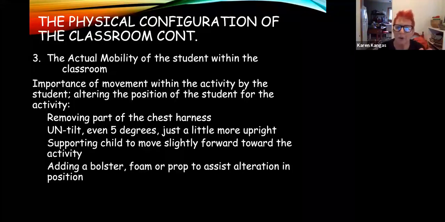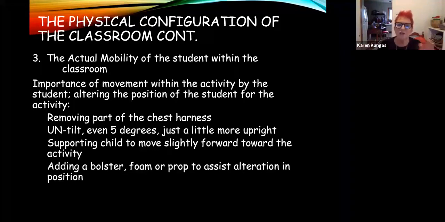Or I could add a bolster or piece of foam or a prop to assist in the altered position. So even when the body knows this prop is coming, they start to move forward. Even if the child cannot learn to do that moving forward, the body starts to recognize that they are prepared.